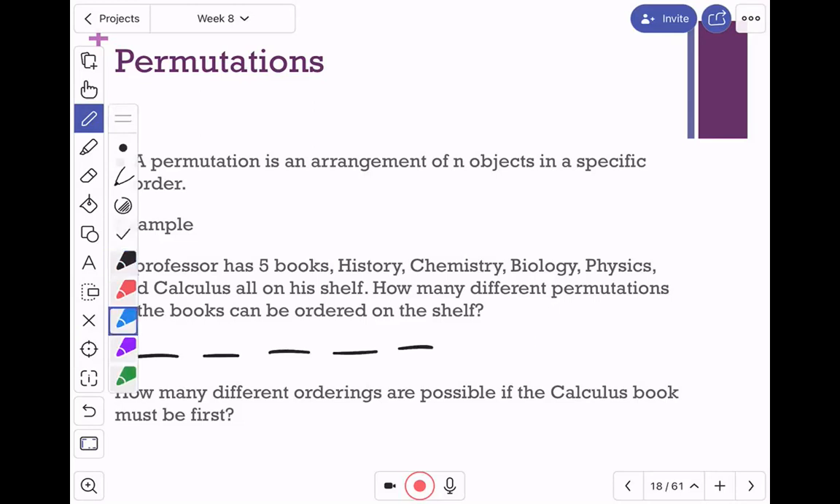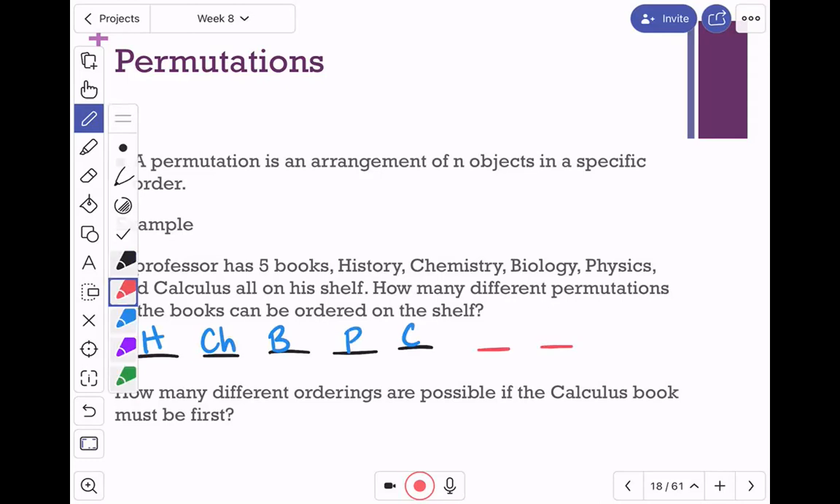On that shelf, he has the books: history, chemistry, biology, physics, calculus. This is one ordering of those books. Is that the same ordering?